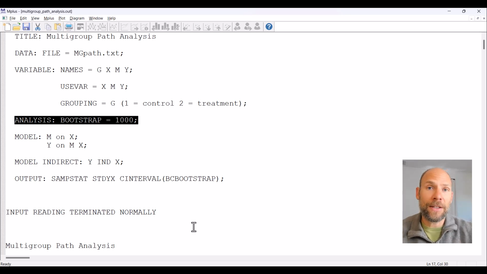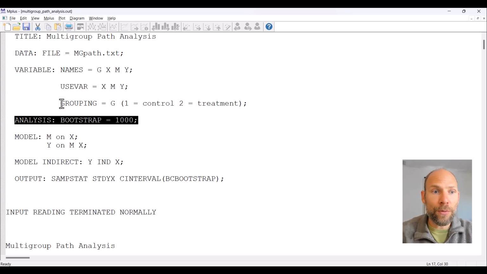This has the advantage that we obtain asymmetric confidence intervals, which are more appropriate for the product of coefficients. Here A times B is the indirect effect, so that's a product of coefficients, and that tends to not be normally distributed, and therefore asymmetric bootstrap confidence intervals are better suited to test the statistical significance of the indirect effect than would be a simple standard error and Z statistic.